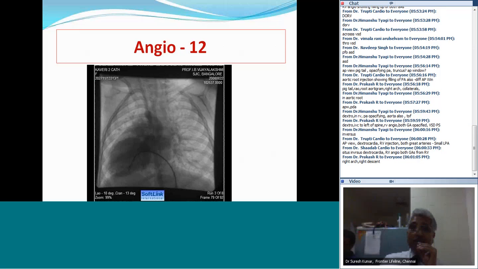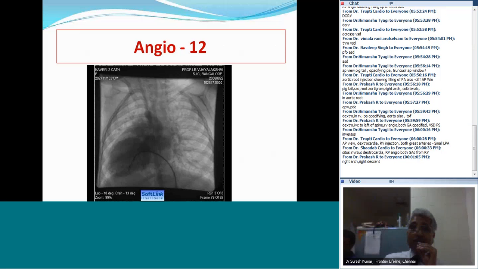Why do we say it is situs inversus? Look at the venous catheter. The venous catheter is to the left of the spine. And you have the arterial catheter kept here. The arterial catheter is to the right of the spine. So since the arterial catheter is to the right of the spine and the venous catheter to the left, that means IVC is to the left and aorta is to the right.